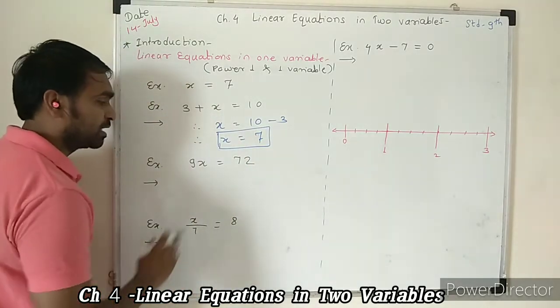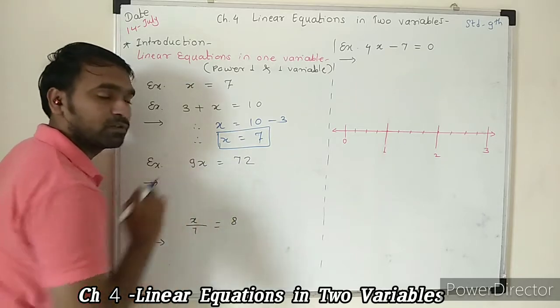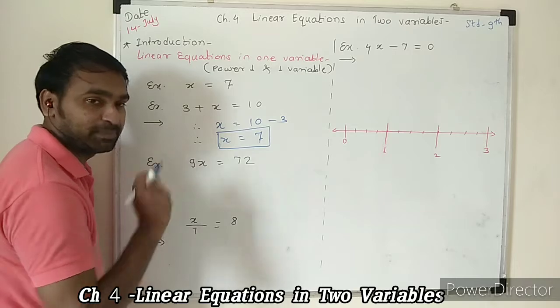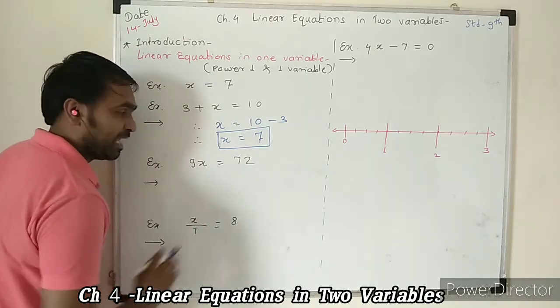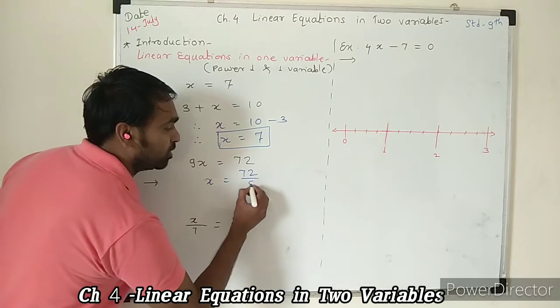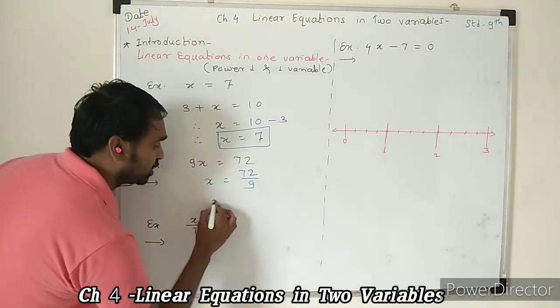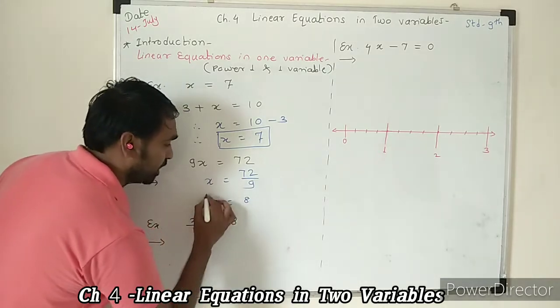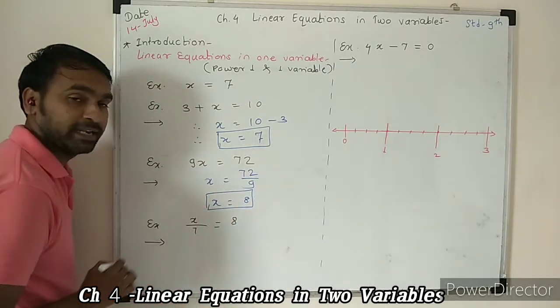Now one more example, 9x is equal to 72. Here 9 multiplied by x is multiplication, so 9 multiplied by x is equal to 72. Then x is equal to 72 upon 9, and dividing, 9 eights are 72. So x is equal to 8.